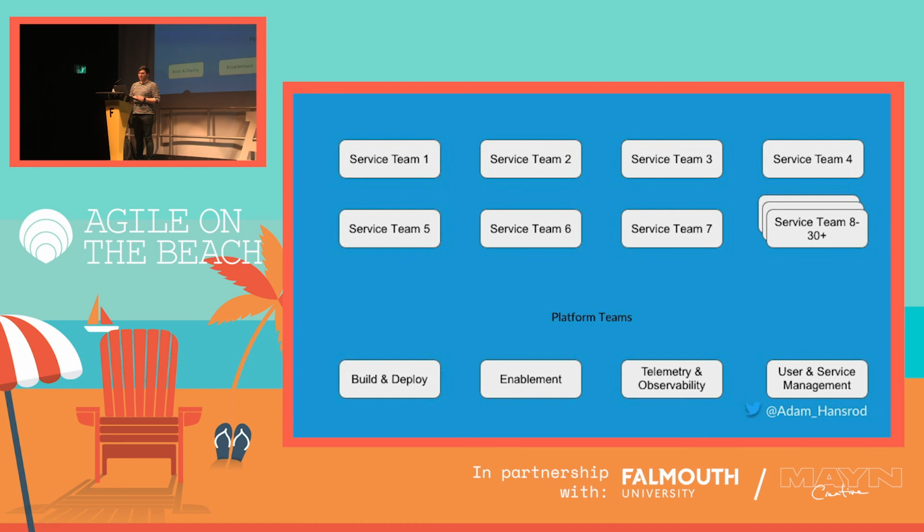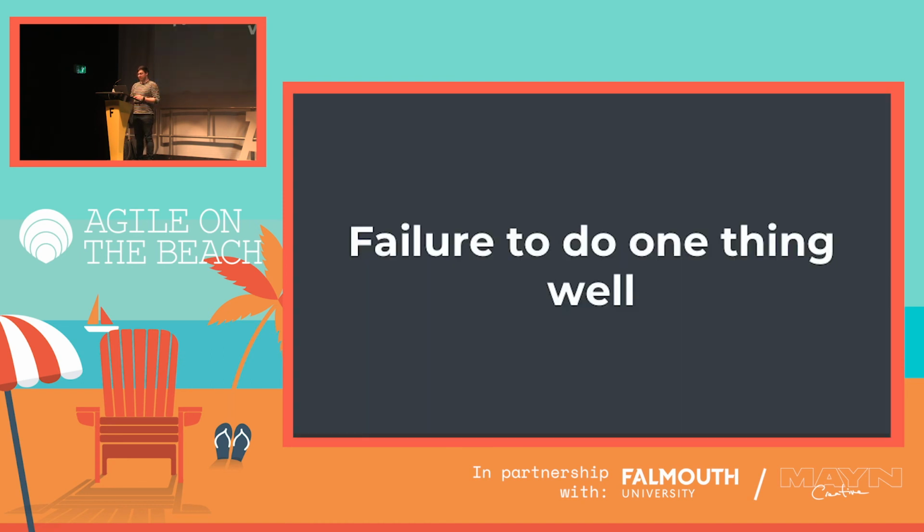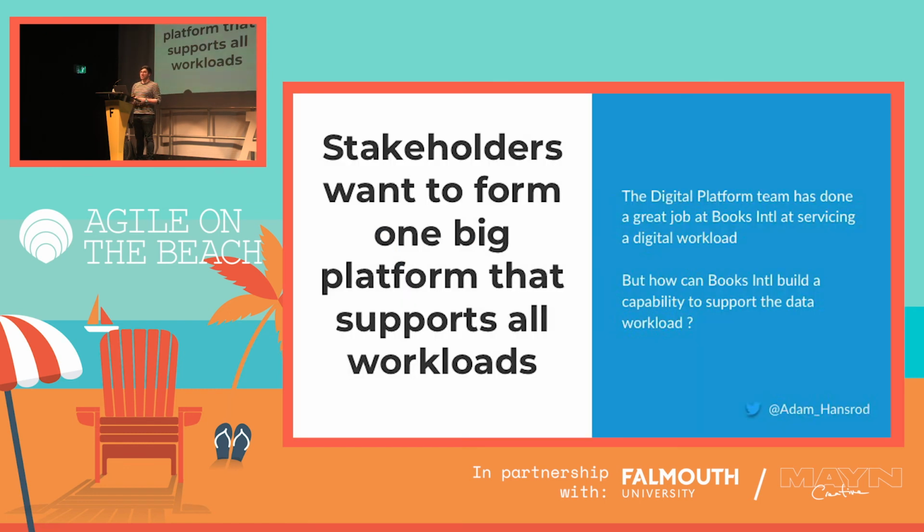So, I've had a look at sustainably scaling teams. This is where it starts to get really dodgy. Failure to do one thing well. People look at the success of a digital platform and think, these guys got it, figured it out. Let's do it elsewhere. Let's get them to do it elsewhere. Let's just have one really big platform that will solve all of our workload needs.